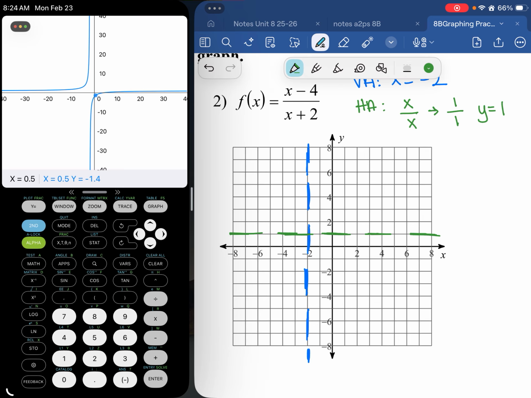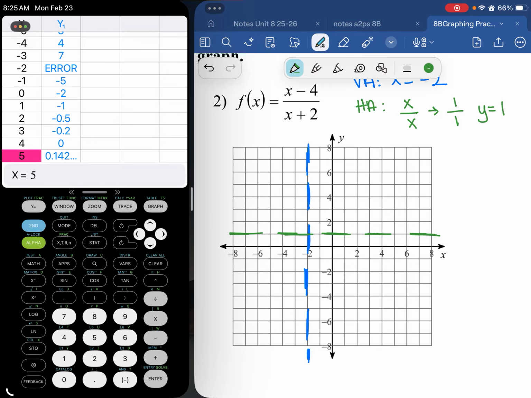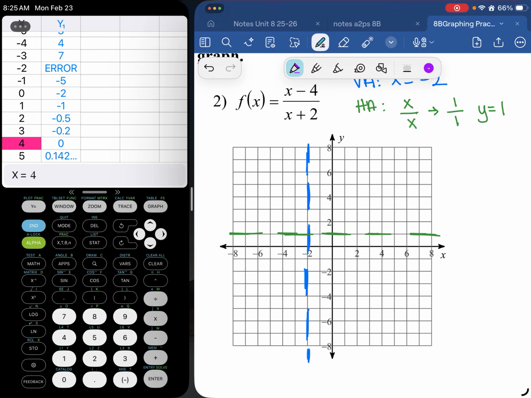And so as you can see, I have asymptotes. And what I'm going to do is go to my table. And I see an error at -2, which is awesome. So the first thing is you have to have your x-intercepts and your y-intercepts. Your x-intercepts are where your graph hits y equals 0, which as you go through here, we have one there. So I have a point at (4, 0).